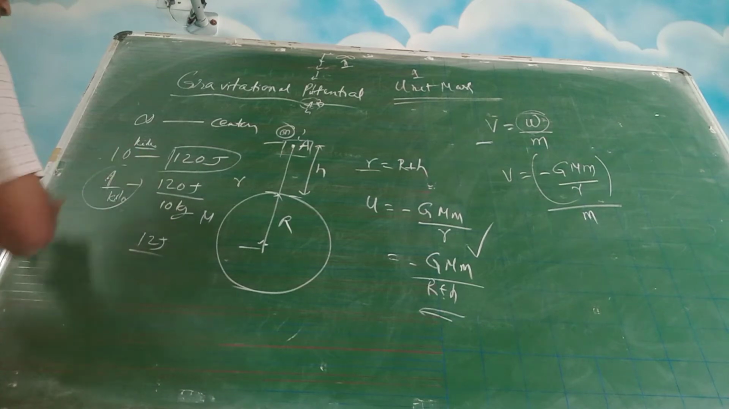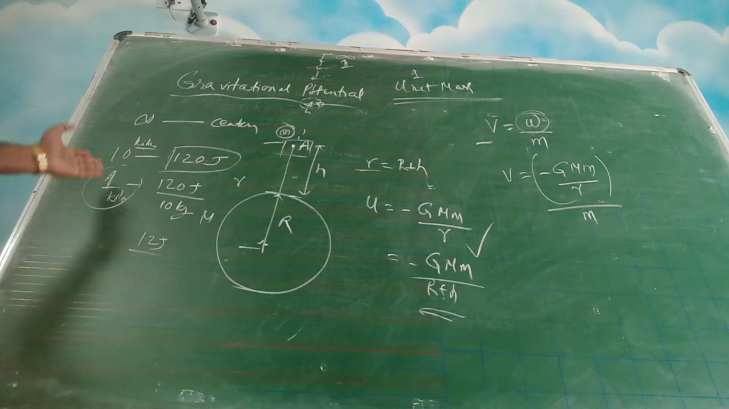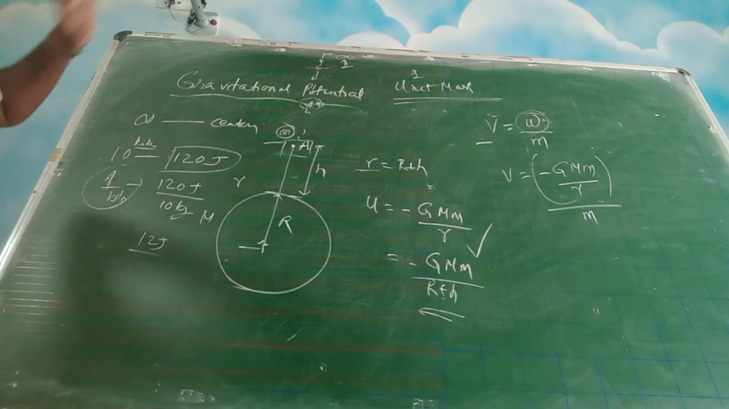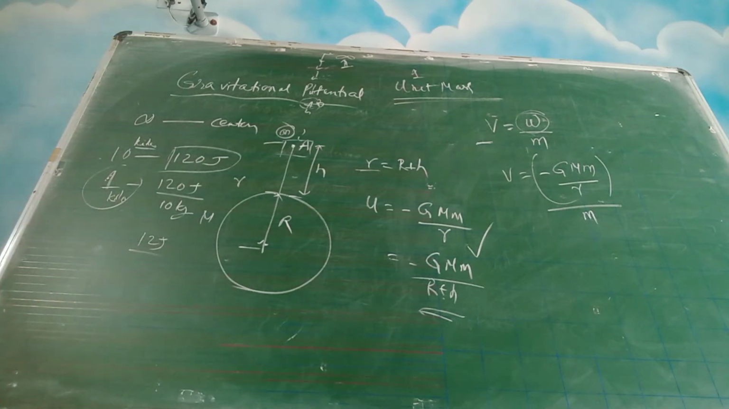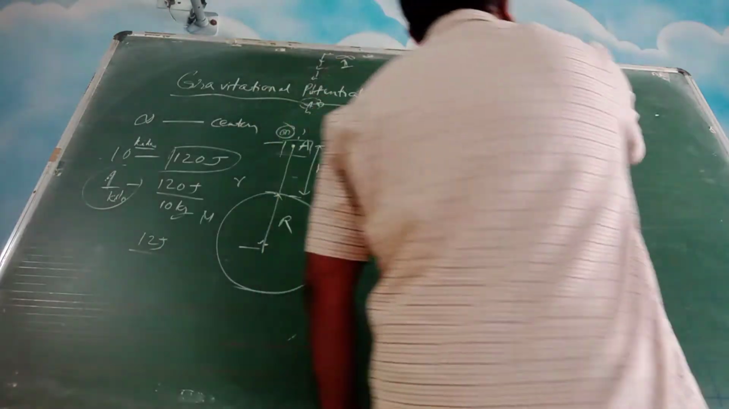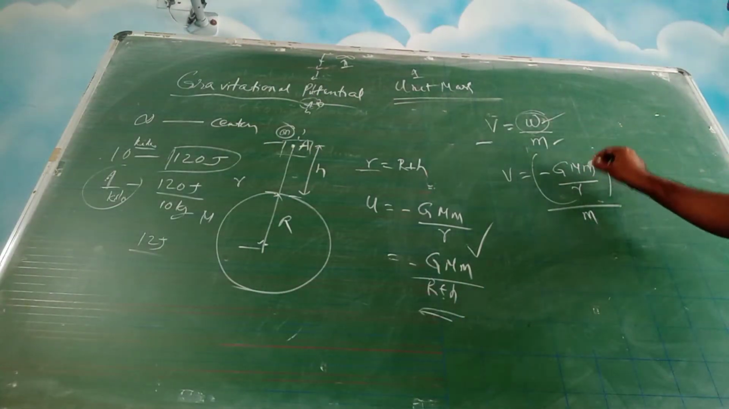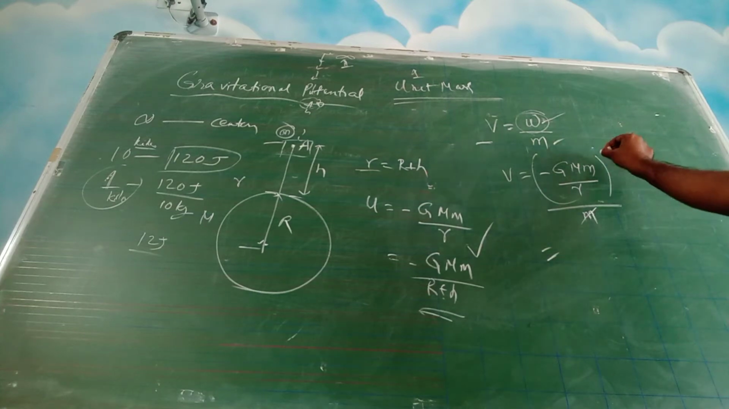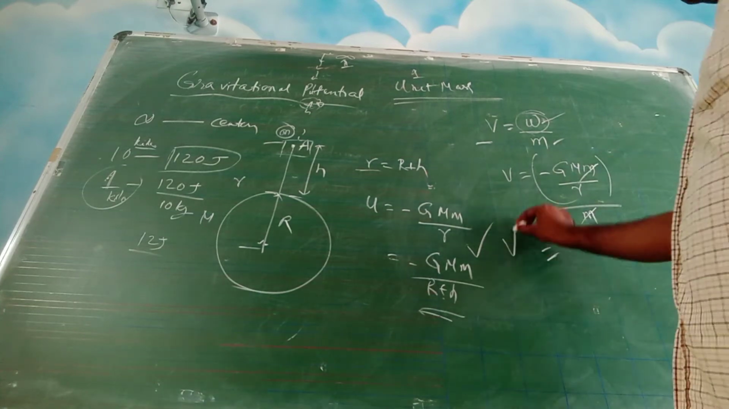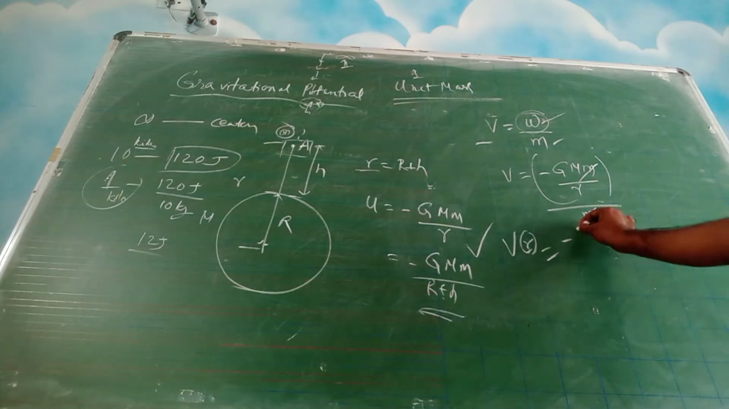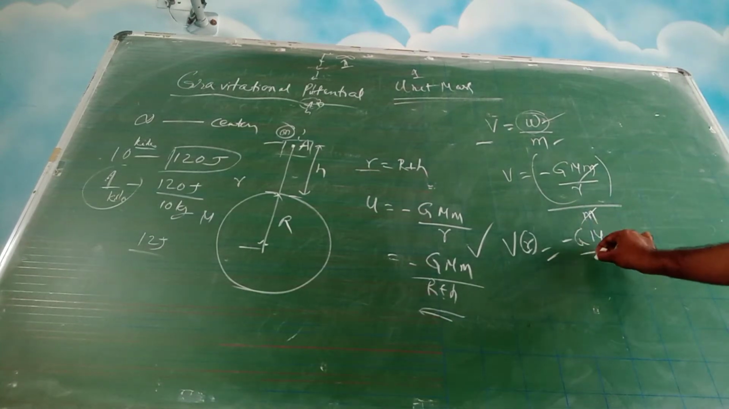Why are we calculating for 1? Because if you know for 1, you can calculate for 10, you can calculate for 15, you can calculate for 35, you can calculate for 1000 also. So it's just a mathematical way of simplifying things. So what did I do? The work done 120 by 10. Here you see m and m cancels. So V of R is equal to minus G M by R.